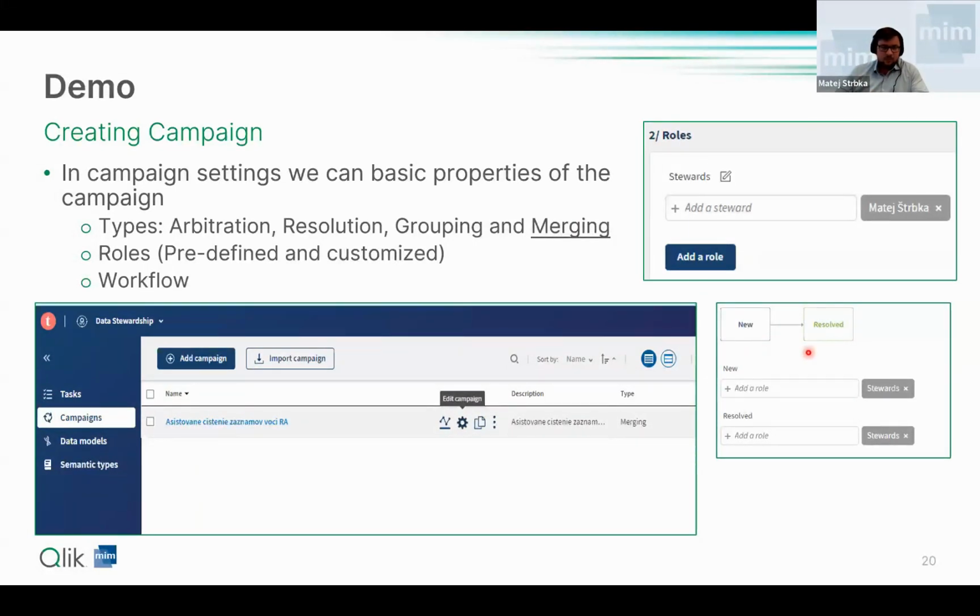In our demo and what we developed for the Ministry of Education in Slovakia, it was a very simple workflow. The task, which is the address of a school, was first new, and once it was clean, it was resolved. However, it is customizable, so maybe your company or a different company might like to have the campaign owner check whether it is correct, or some different steps. It is all customizable in Talend Data Stewardship Console.